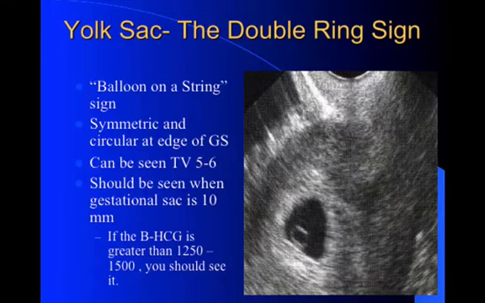The yolk sac is part of the double ring sign and is also known as the balloon on a string. It should be very symmetric and circular at the edge of the gestational sac, and we should see it before 6 weeks, and if the gestational sac is more than a centimeter. Again, the beta will be somewhere around 1250 to 1500.